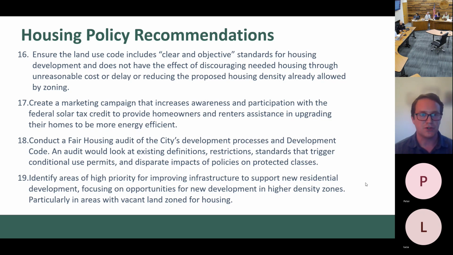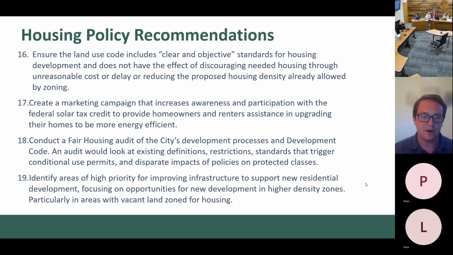So we'll start at 16, which is ensure the land use code includes clear and objective standards for housing development and does not have the effect of discouraging needed housing through unreasonable cost or delay or reducing the proposed housing density already allowed by zoning. 17 is create a marketing campaign that increases awareness and participation with the federal solar tax credit to provide homeowners and renters assistance in upgrading their homes to be more energy efficient.